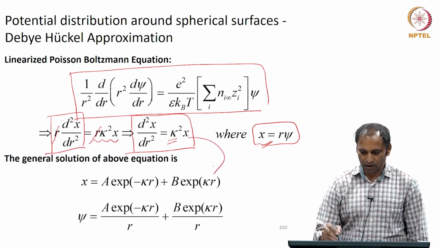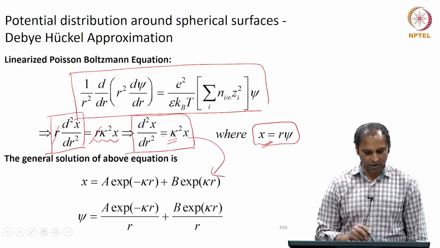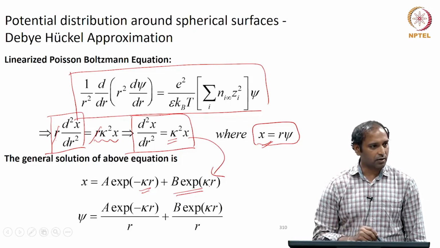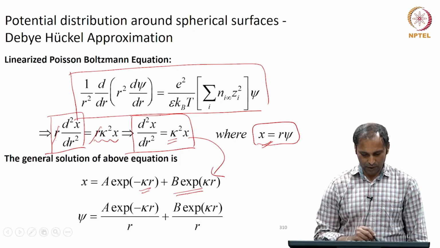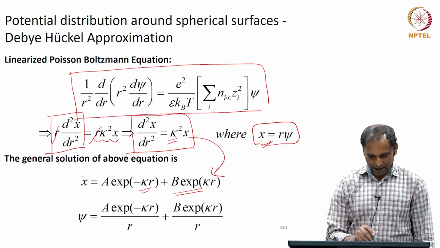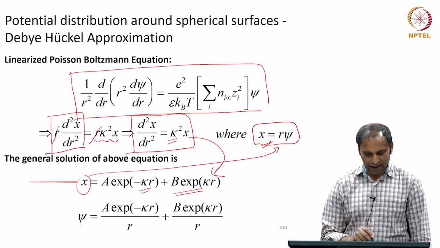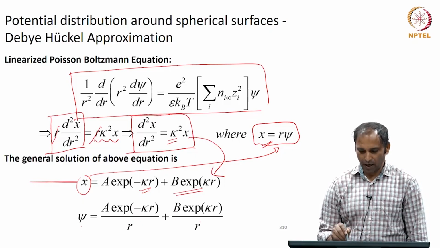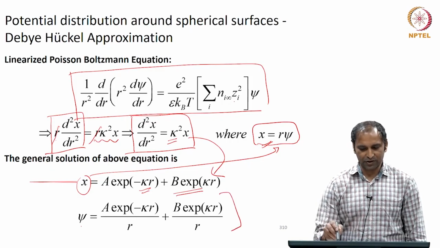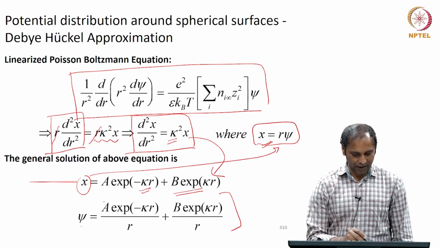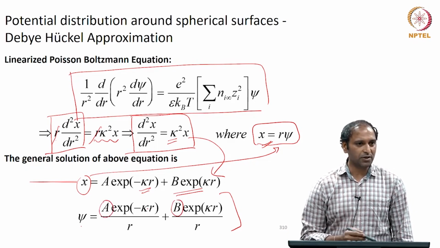I note that the solution for this particular differential equation is x is a exponent minus kappa r plus b exponent kappa r, that is the solution. And because I know that x and psi are related, psi becomes a exponent minus kappa r divided by r plus b exponent kappa r divided by r. That is the solution of this differential equation, and of course, I have to get these constants a and b. For that I am going to use the boundary conditions.